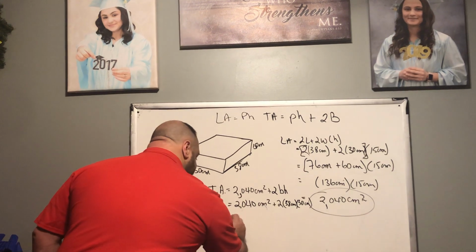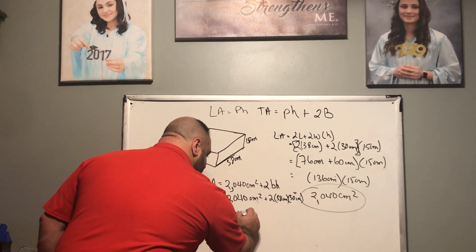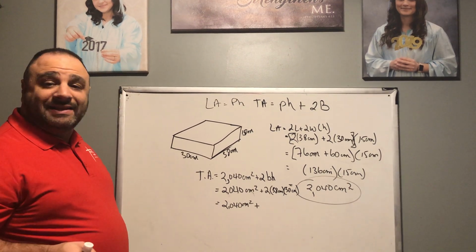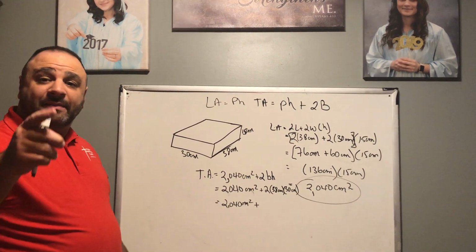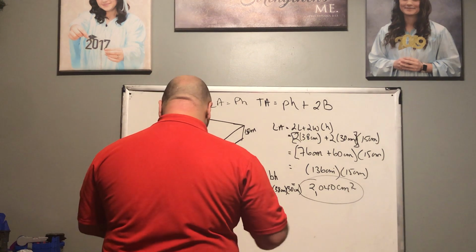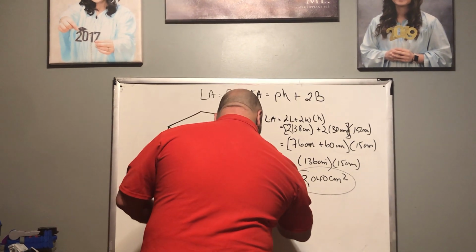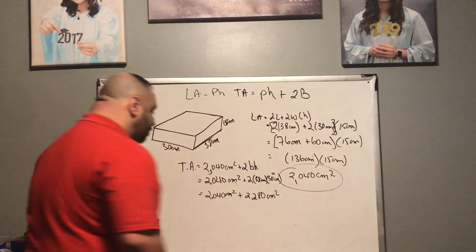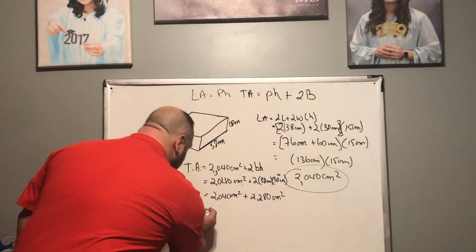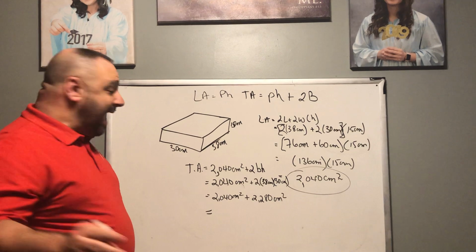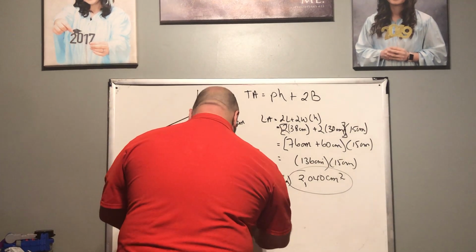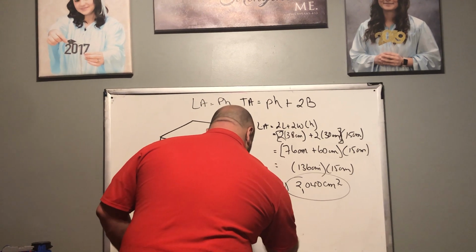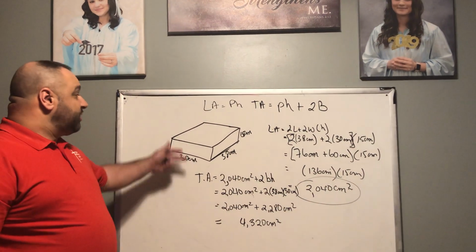All right, so I'm just going to bring us down now, 2,040 centimeters squared plus, okay, 38 times 30 and then times 2 gives us a total answer of 2,280 centimeters squared. Just simply add those up and our answer is 4,320 centimeters squared. So there you have it.